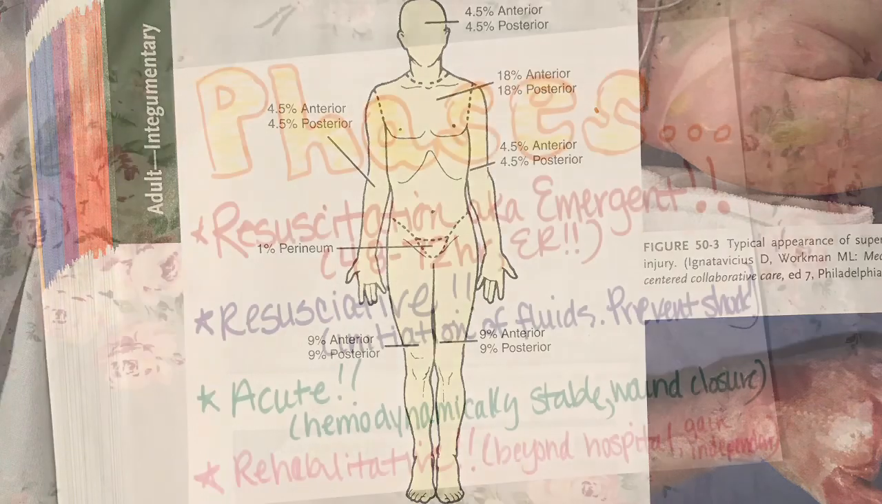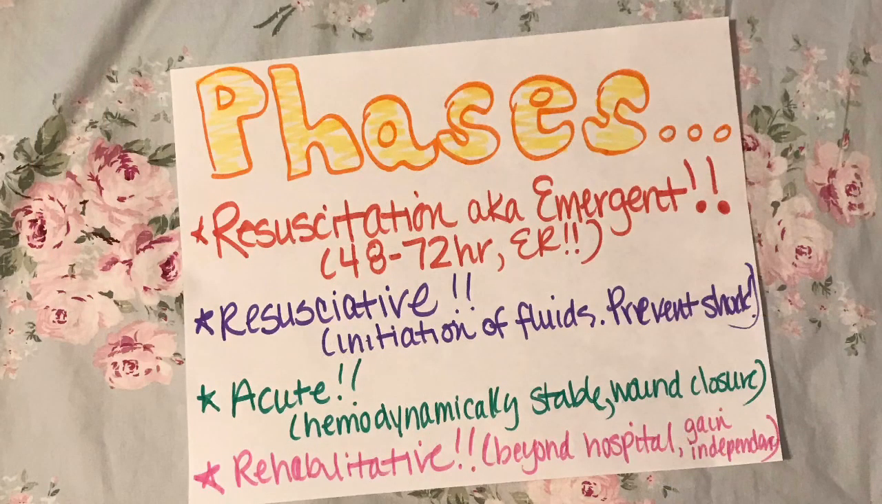There are 4 phases of burns. So you have the resuscitation phase, which is also known as the emergent phase. This has a duration of 48 to 72 hours. It begins at the time of injury. And this is something that would include hospital care or ER care. The primary goal during this phase is to keep a patent airway, administer fluids, because we want to minimize hypovolemic shock, and we want to make sure that we're preserving organ function.